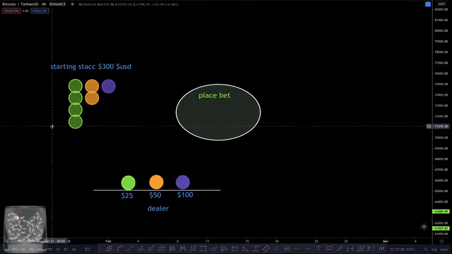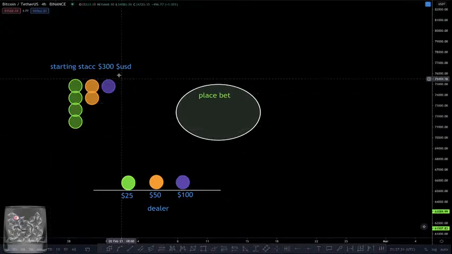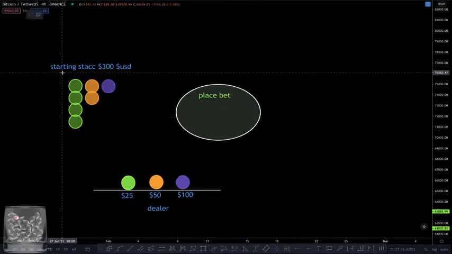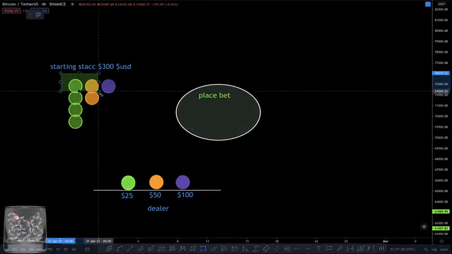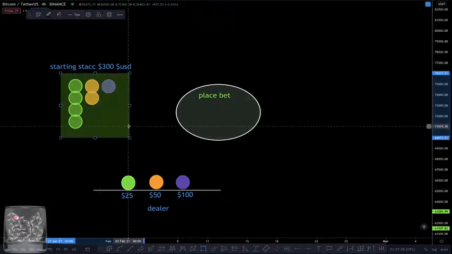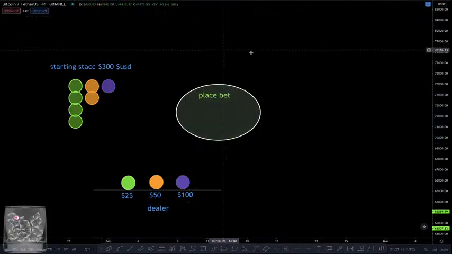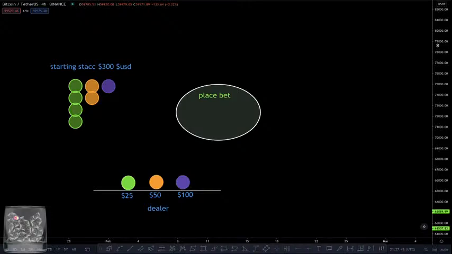So you have $300. What options do you have here? You could take this entire stack of chips and move the whole thing all in if you wanted to, right? But most people don't do that the second they walk in the door. Doesn't that seem reckless?